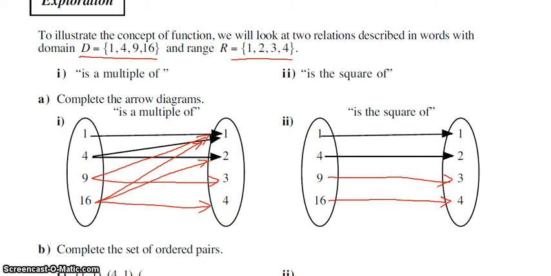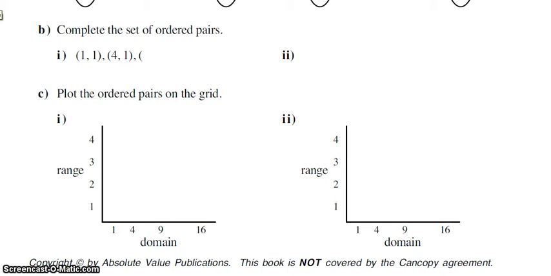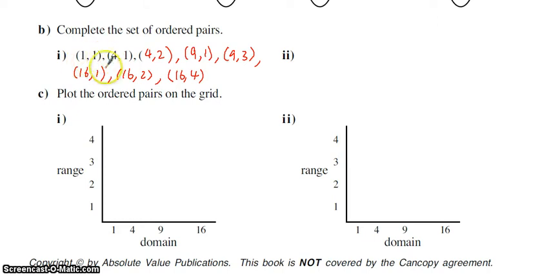Now, you can draw this mapping diagram using arrow. You can also write a set of order pairs. Now, for the first one, because each arrow will give you one order pair. Okay, complete the set of order pair. 1, 1, 4, 1, 4, 2. So just looking at all the arrows. All right. And then 9, 1, 9, 3. And then 16, 1, 16, 2, and 16, 4. All right. The first number is a multiple of a second number.